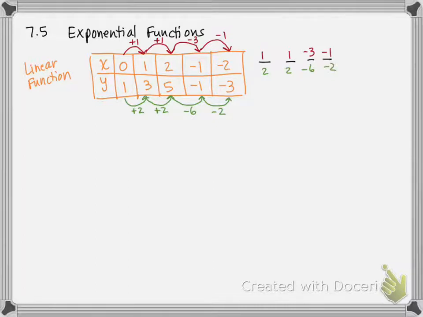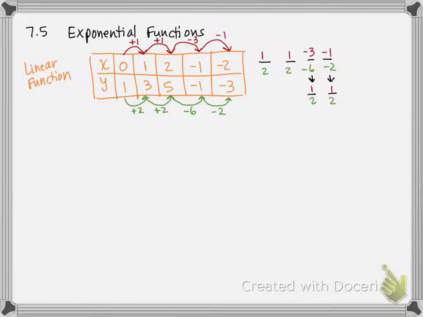Okay, so wait a second. I think we can simplify these two. So let's take care of that. So let's see, a -3 and a -6. They have a -3 in common. So it's going to give me a 1 over a 2. Oh, that's interesting. And then a -1 over a -2. Two negatives make a positive, so we get a 1 over a 2.